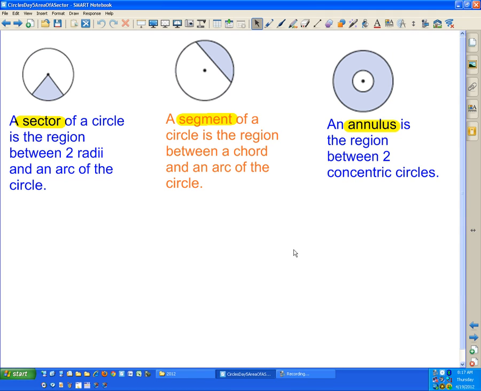This is area of sectors of a circle. And so the first thing we're going to start with are some definitions of sectors and things like that. We need to make sure that we get these pictures down, so please pause this and copy it down if you need to.